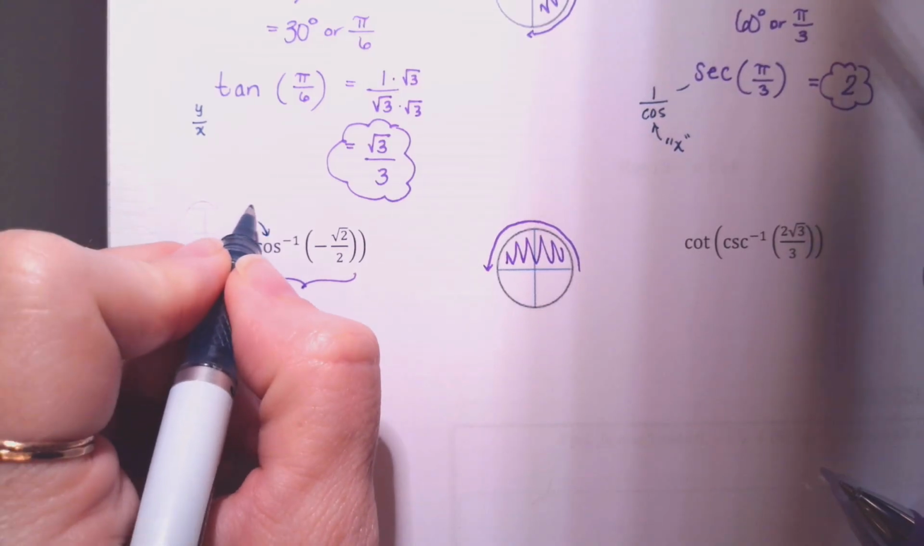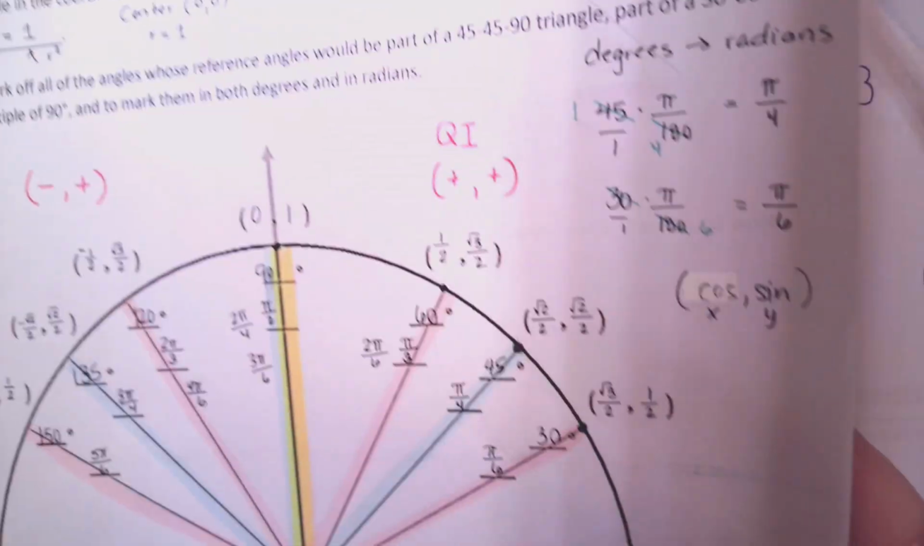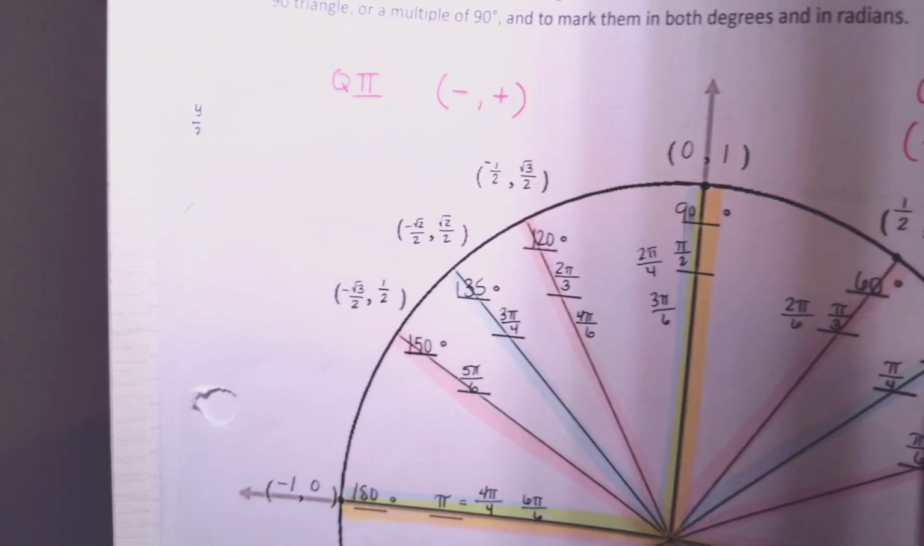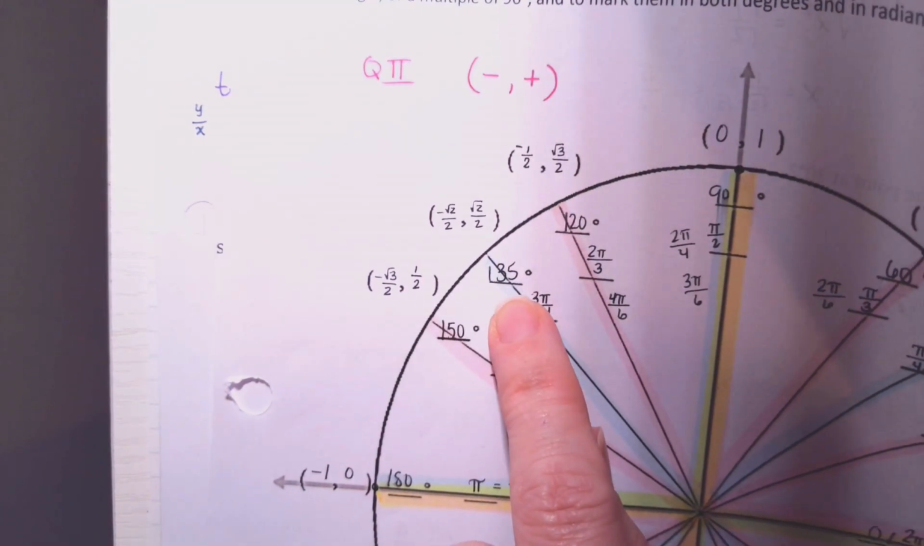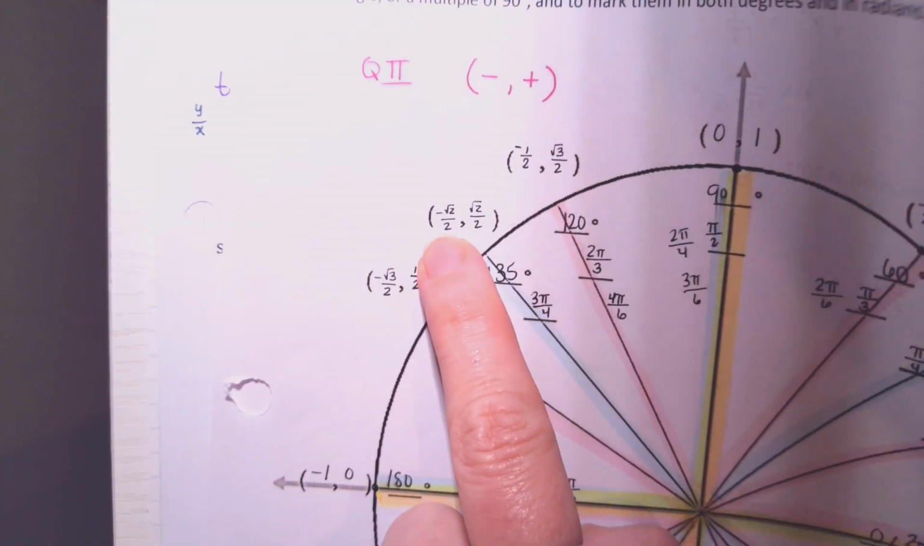And remember, cosine is the x value of the point on a unit circle. So I'm looking at all of these x values of these points for one that is negative, so it's definitely over here. So that would be 135, which is 3 pi over 4, has that cosine value of -√2 over 2.